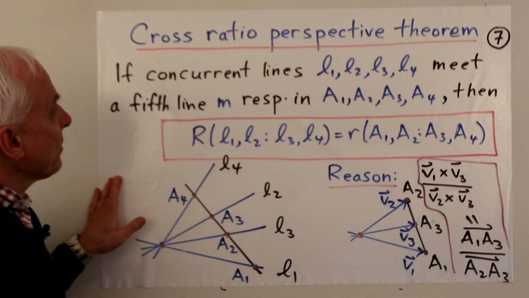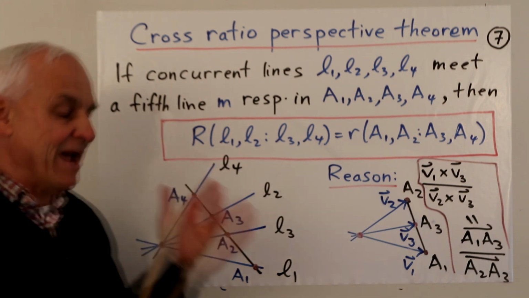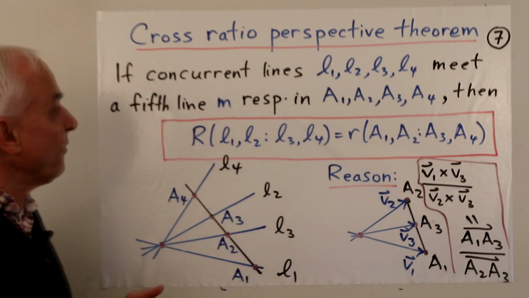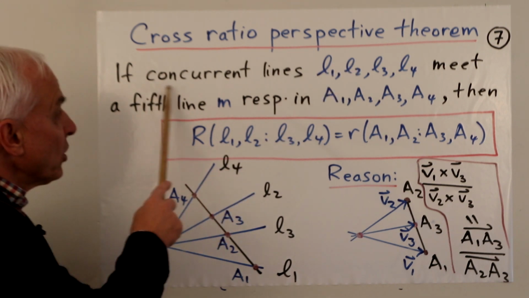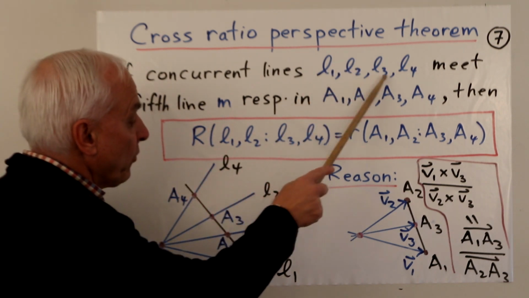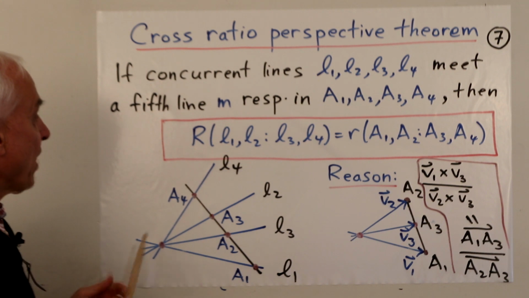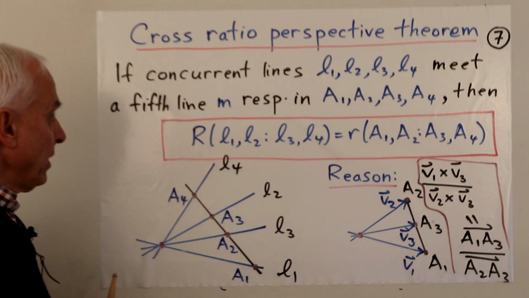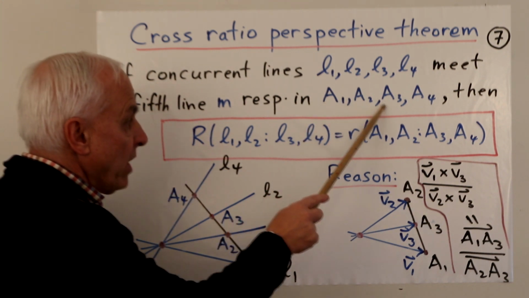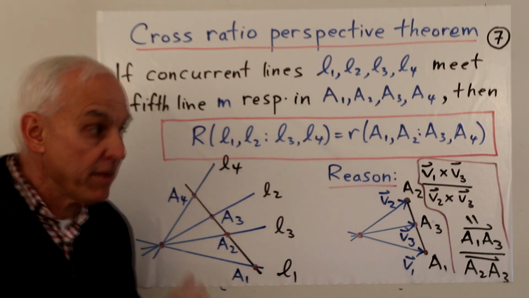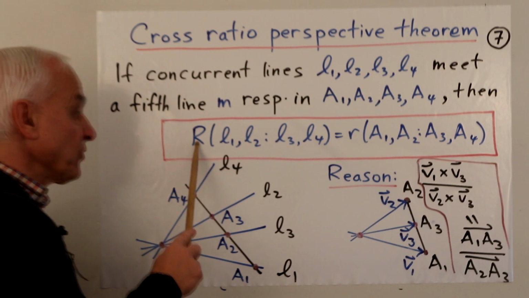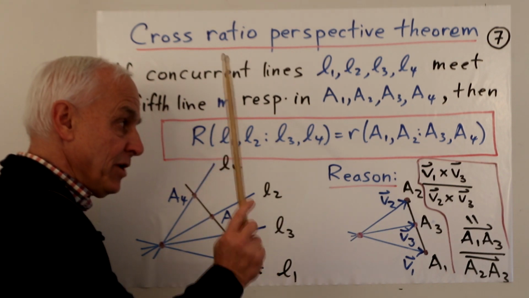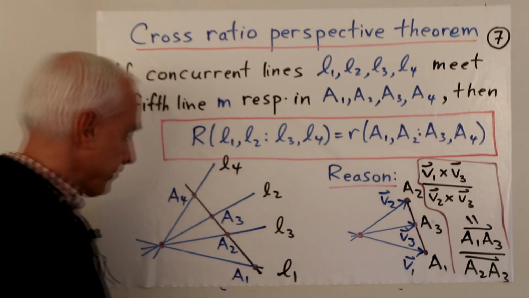Okay, so now we have the theorem which connects these two cross ratios. It's a very beautiful thing. The cross ratio perspective theorem. If concurrent lines L1, L2, L3, L4 meet a fifth line M, respectively in A1, A2, A3, A4, then there's an equality between cross ratios. The cross ratio of the lines is equal to the cross ratio of the points.